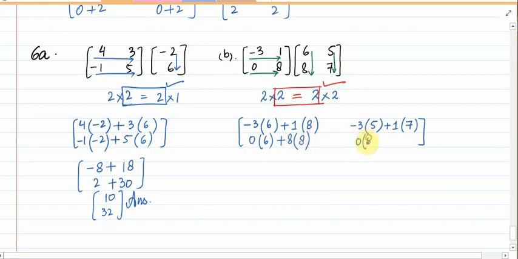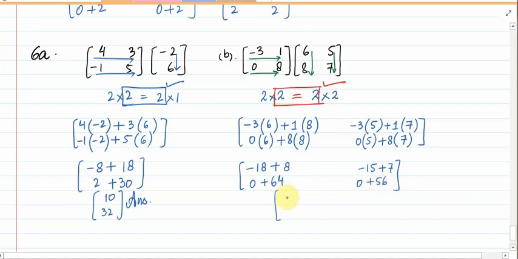0 multiplies with 5, positive sign, 8 multiplies with 7. Right? So minus 3 times 6, negative 18, plus 8 times 1, 8, minus 3 times 5, minus 15, 7, 0 times 6, 0, 8 times 8, 64, 0, 56.